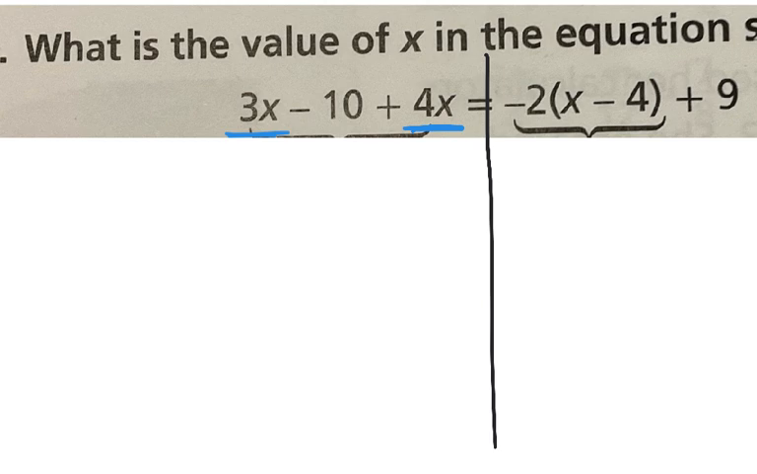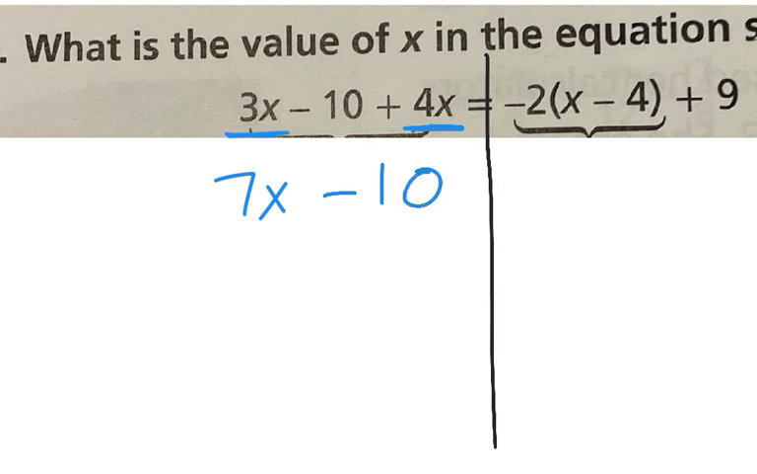You see how these are both on the left side of the equation? I can just combine those together. So what is 3x and 4x? 7x. So we're just going to change that to be 7x. The minus 10 has nothing like it, so we bring it down.